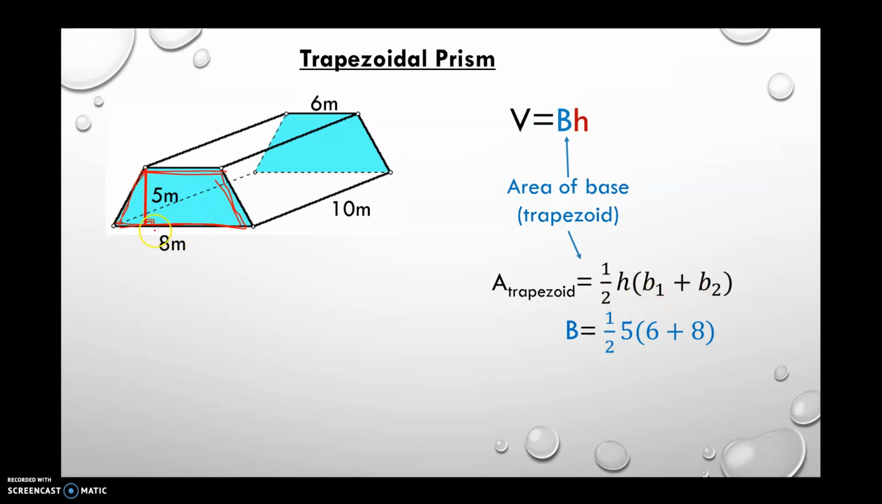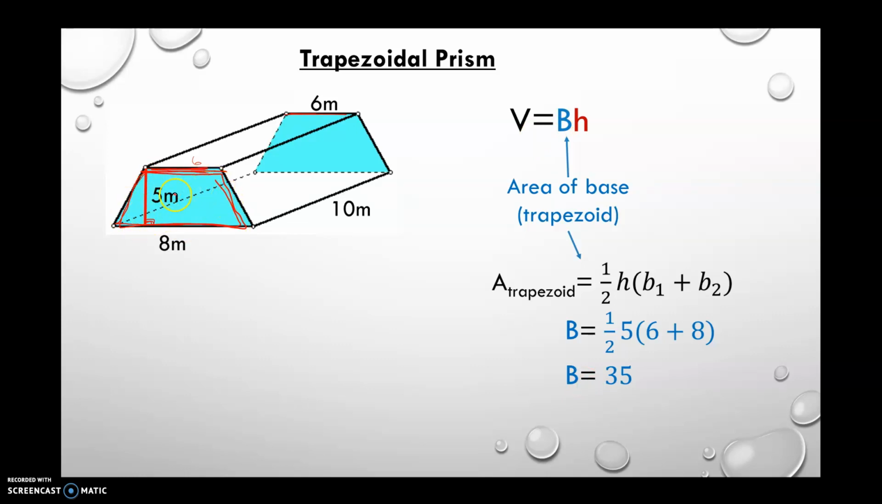Well, one base is 8, and this base right here is the exact same as this guy right here, which means he also has a length of 6. So I'm going to add 6 and 8, and those are my base 1 plus base 2. Again, all of this, 35, is just my big B. I just found the area of my base.